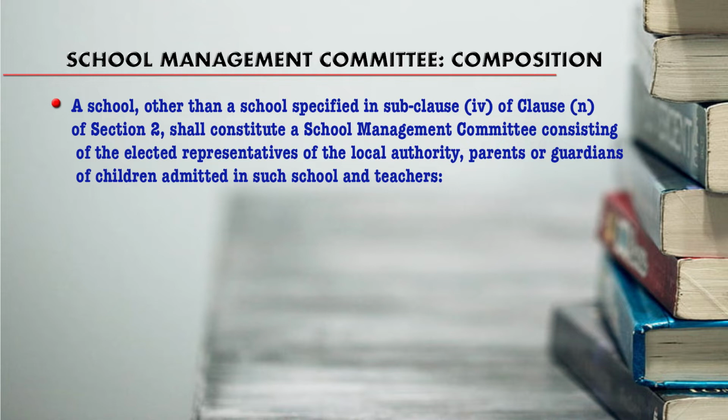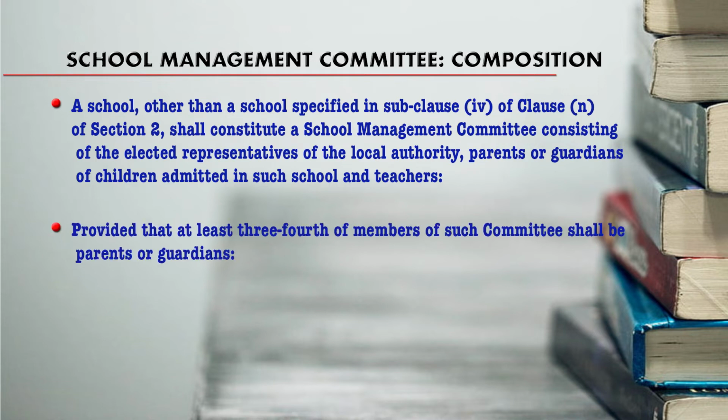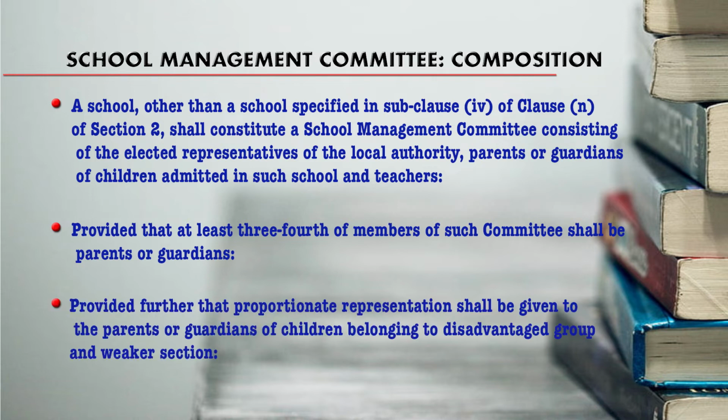So, each school shall have a school management committee, provided that at least 3/4 of members of such a committee shall be parents or the guardians. This is the significance given, that is 3/4 means 75% of the members shall be only the parents of the students, provided further that proportionate representation shall be given to the parents or the guardians of the children belonging to disadvantaged group and weaker sections. Means if more disadvantaged sections are there, accordingly parents' representation will be there in the School Management Committee. Provided also that 50% of members of such a committee shall be women, means there will not be any gender bias, 50% men and 50% women will be representing the committee.